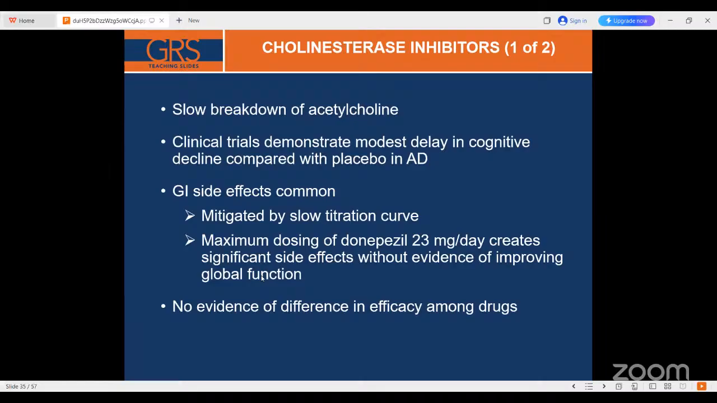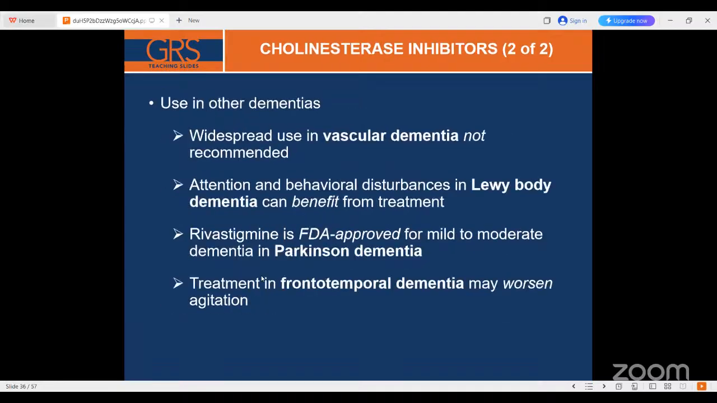There is no evidence of difference in efficacy among the drugs. So we can use donepezil, rivastigmine, and galantamine. All of them are the same, based on the patient and their condition. Regarding use in other dementias, we don't use cholinesterase inhibitors in other types of dementia, like vascular dementia. It's not recommended.